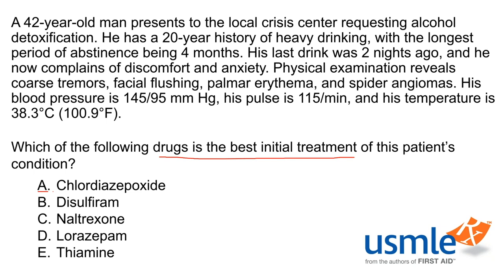Well, reading the stem, he's got a long drinking history, as well as he's presenting with signs and symptoms of autonomic instability with hypertension, elevated heart rate, fevers. And then he even has signs and symptoms of his chronic alcohol abuse and maybe some liver injury with the spider angiomata, the palmar erythema, the facial flushing. And then the coarse tremors would also kind of go along with the ongoing current alcohol withdrawal that's taking place. And also in the setting of his last drink being two nights ago.